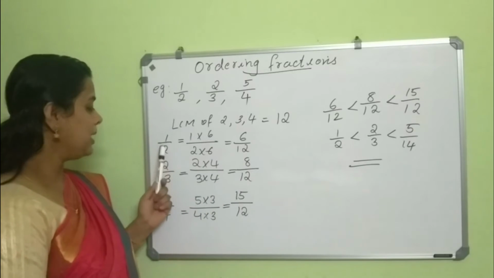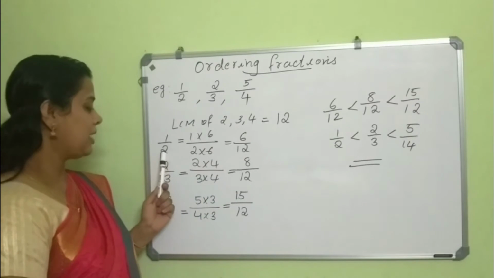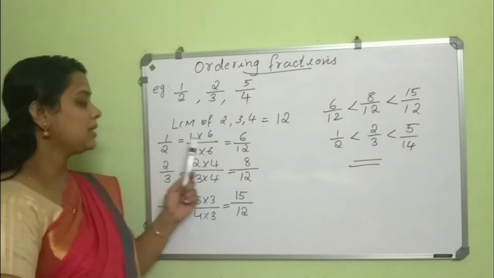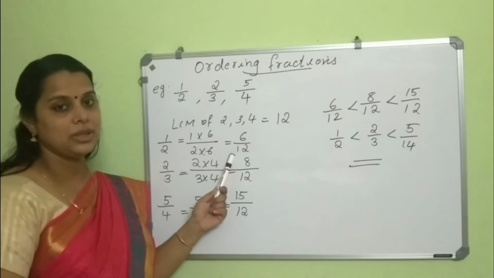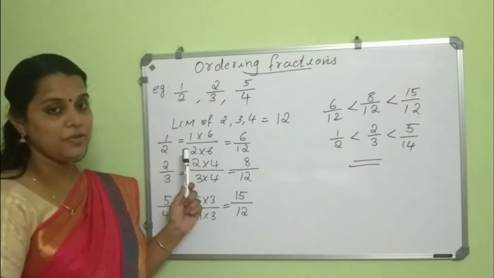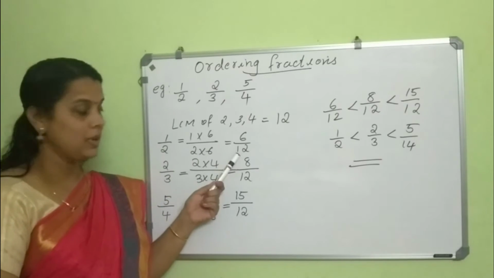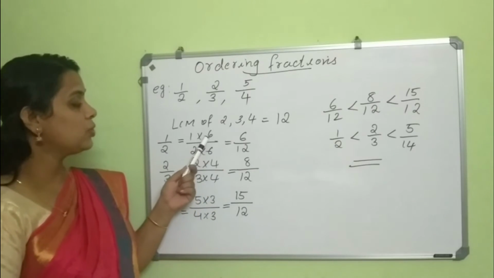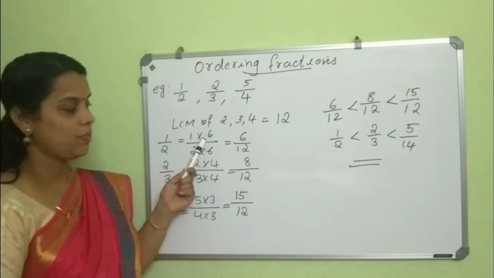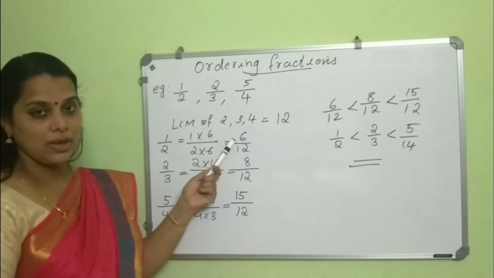See here, 1 by 2. 2 is the denominator. We need to change this denominator as 12. How to do it? We know how to find the equivalent fractions, right? The same way. 2 into 6 we will get 12. But the same 6 we need to multiply it by numerator also. We will get 6 by 12.